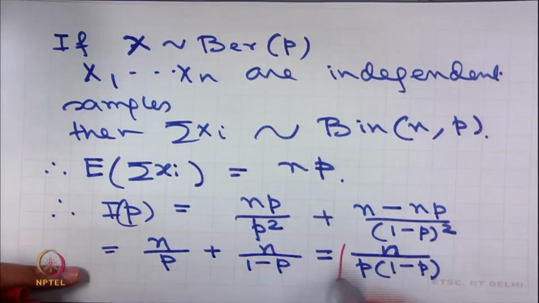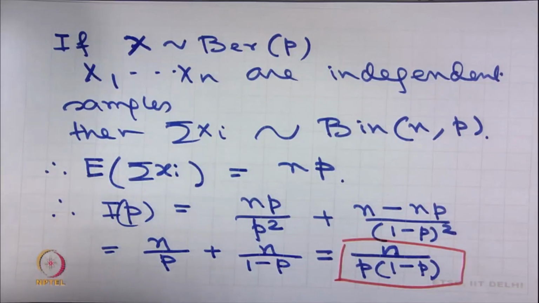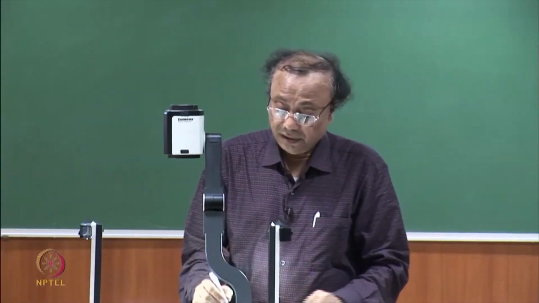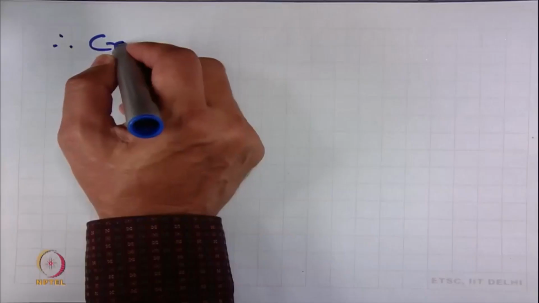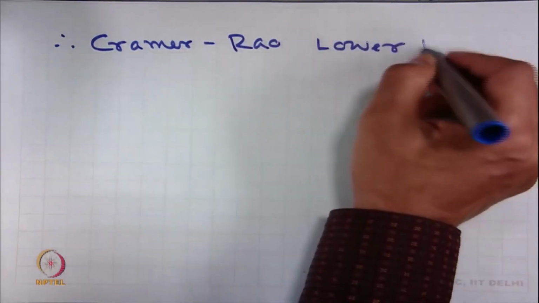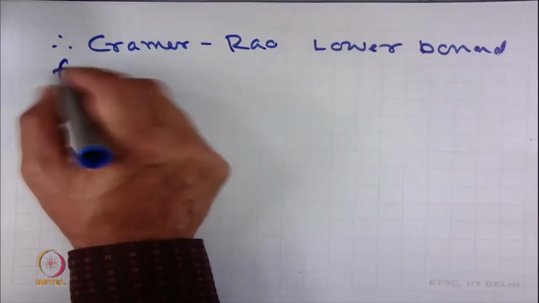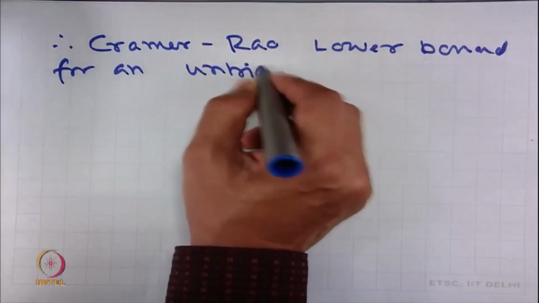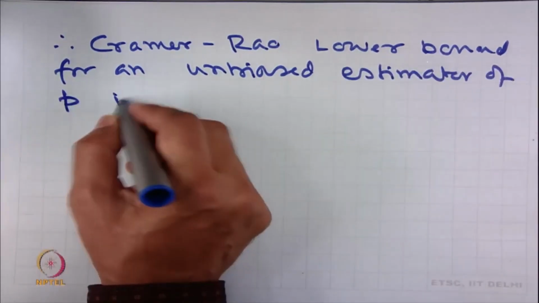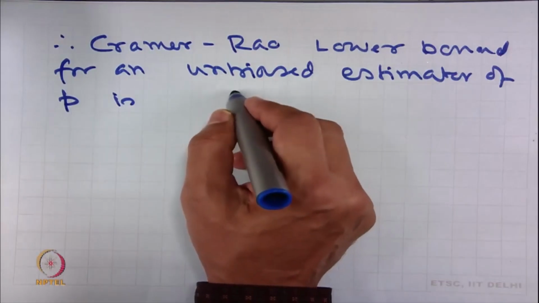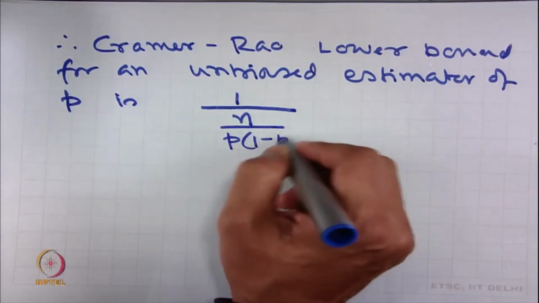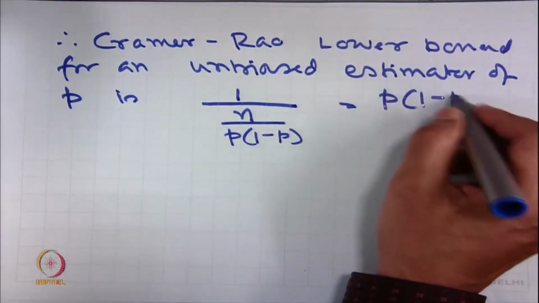Therefore, this is my information about p that I get from the sample. Therefore, by Cramer-Rao inequality or Cramer-Rao lower bound for an unbiased estimator of p is 1 upon n into p into 1 minus p, which is equal to p into 1 minus p upon n.